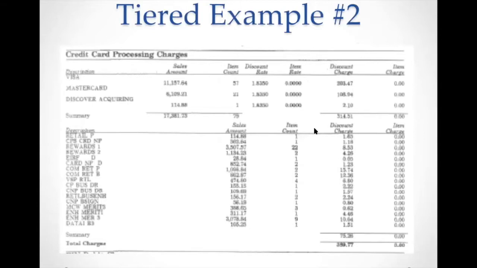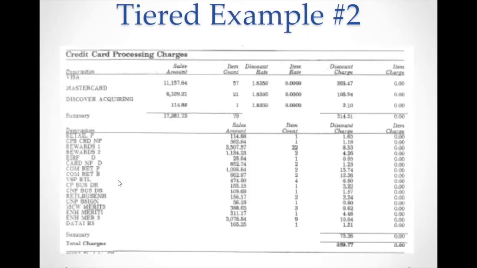Here's another example, and I apologize, it's not the greatest quality. On this one, they're not actually labeling it qualified, mid-qualified, and non-qualified. They're simply showing your Visa, your MasterCard, and your Discover. Your discount rate is 1.83%. Now I know this is just one page, but going through it, nowhere in this statement does it actually show qualified, mid, and non-qualified. But when they show their discount rate, 1.83%, I know that that is their qualified rate.